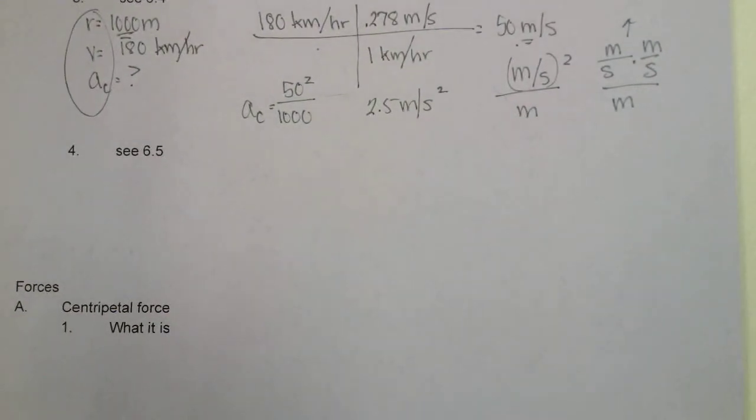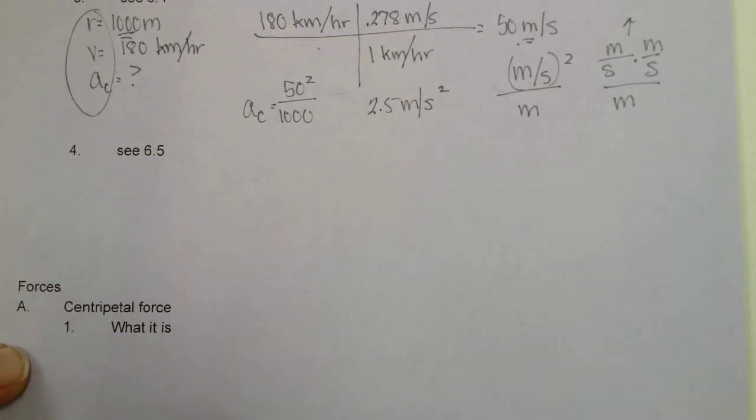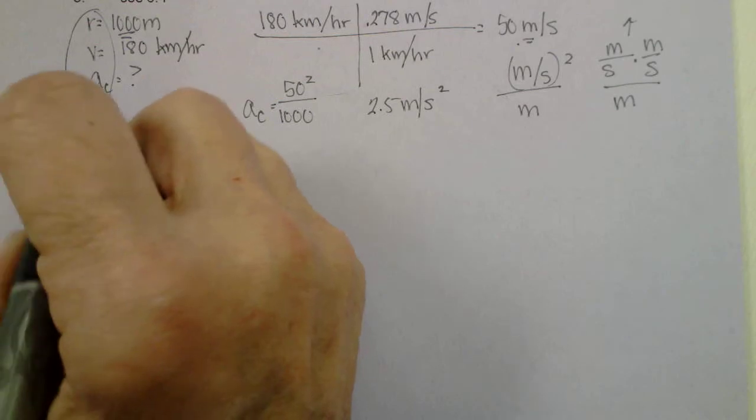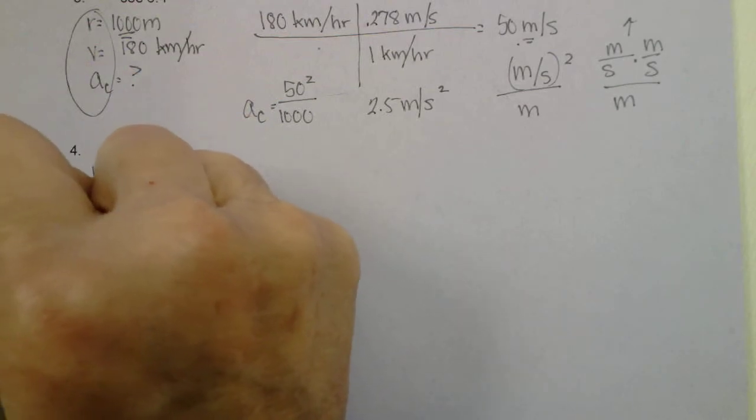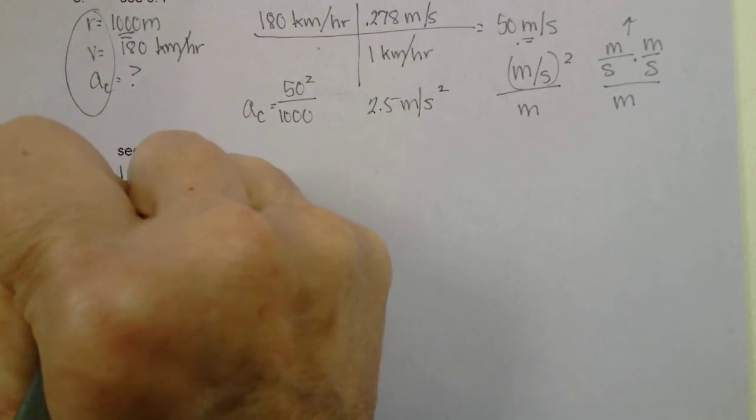The next one, 6.5, is a red blood cell suspended in a liquid in a tube rotates in an ultracentrifuge in a circular path of radius 0.1 meters. The tube makes 800 revolutions per second. Calculate the centripetal acceleration of the cell. So I'm going to write down what I know. I know that my radius is 0.1 meters.